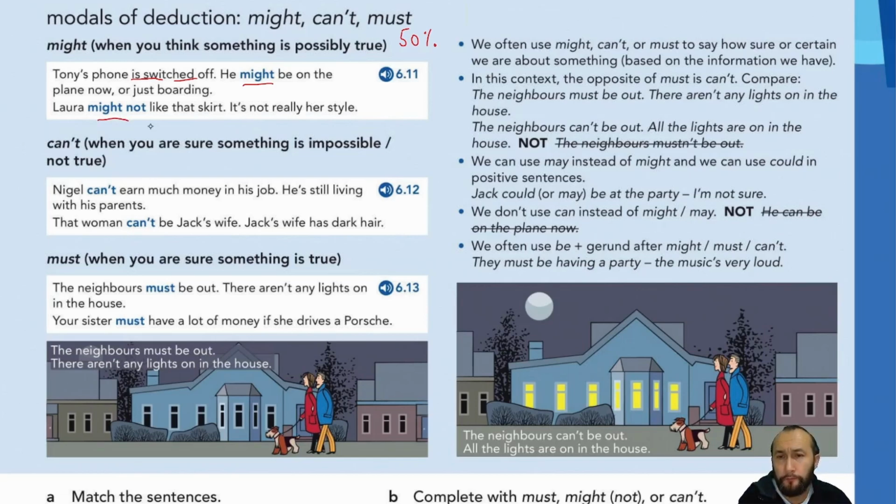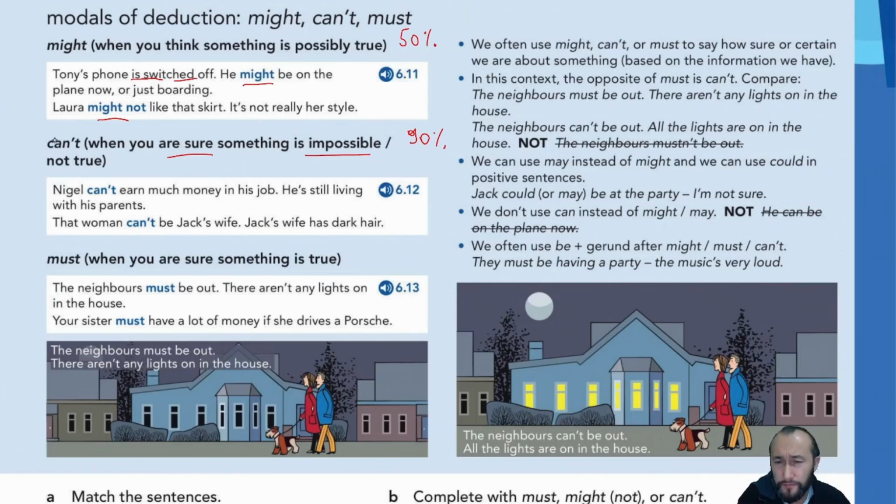Now, if I am sure that something can't be true, when you are sure something is impossible. When I say sure, we don't say 100%, guys. We say 90% certainty. That means the certainty is very high, but we don't say 100% because 100% is fact. There's no guessing there, it's fact. So it's not 100%, but 90% or 80% certainty that something is impossible, something is not true.